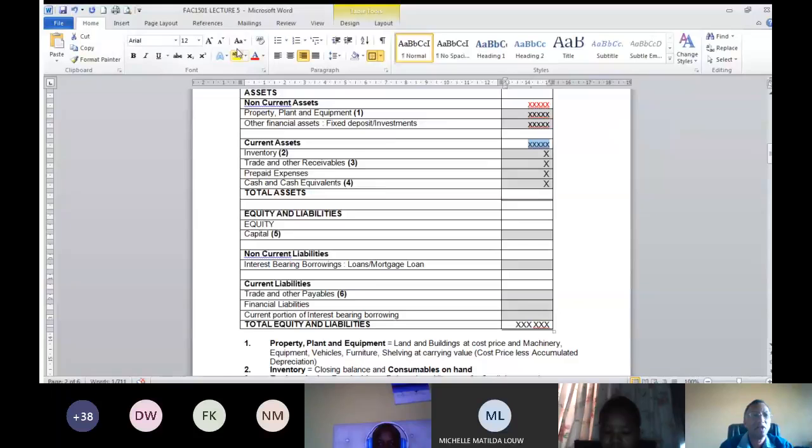The top part then of your statement of financial position is where we want to know what is our total assets. And if we want to calculate the amount of our total assets, our total assets is equal to the non-current assets total, plus the total of our current assets, and that will give you your total assets. Okay.